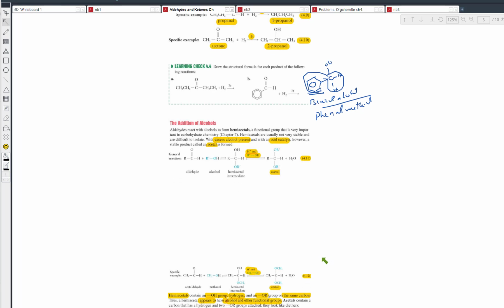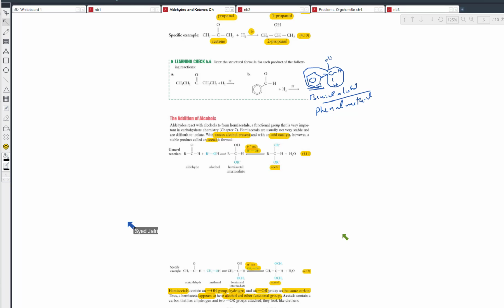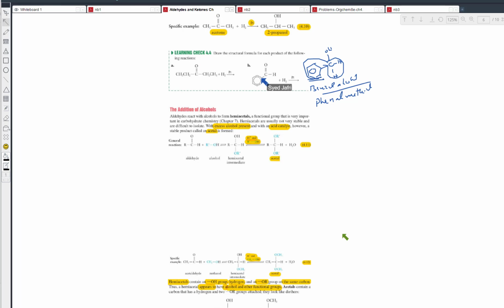Okay, now the addition of alcohols. This is another one. Addition of alcohols to aldehydes. What about tertiary alcohol? If it is a tertiary alcohol, can we add hydrogen? No. We will not get the tertiary alcohol, because either you will get primary or secondary.